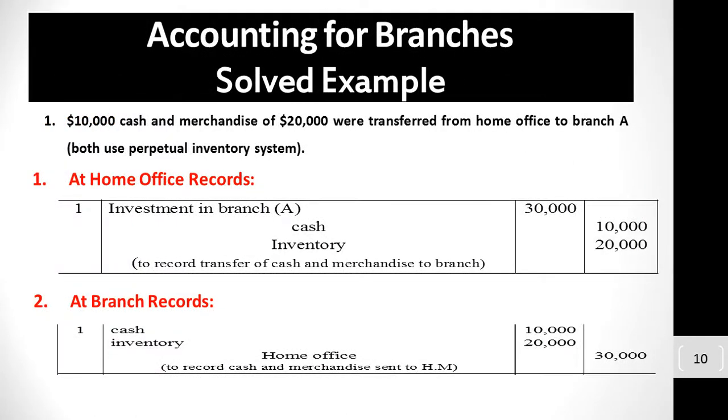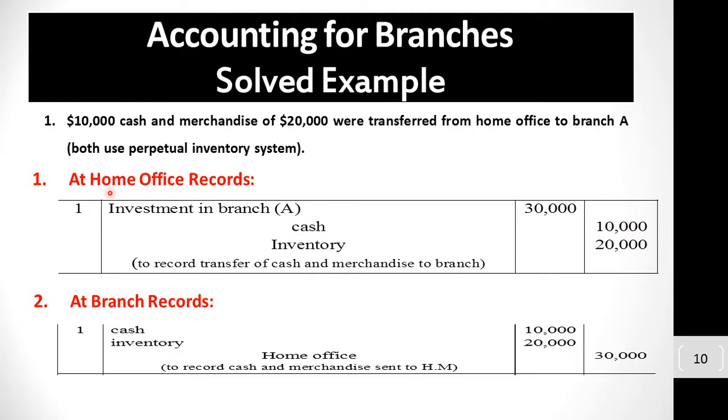So we are just going to record each transaction and see its effect on both the home office records or journal and the branch record or journal. The first transaction states that 10,000 cash and merchandise of 20 were transferred from home office to branch A. Let's start by recording the transaction in the journal of the home office.